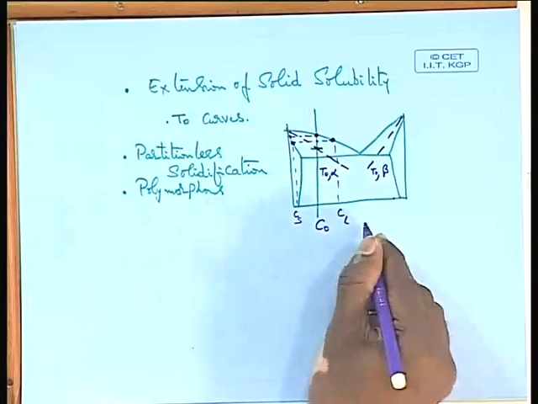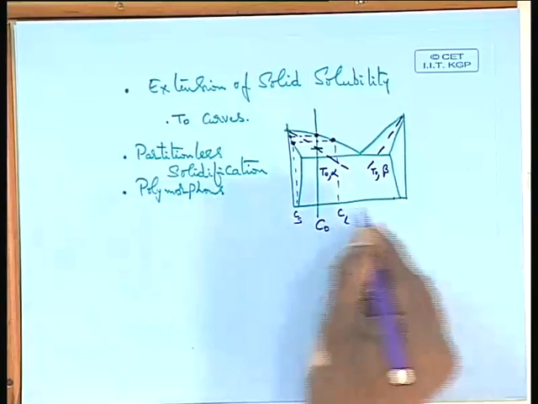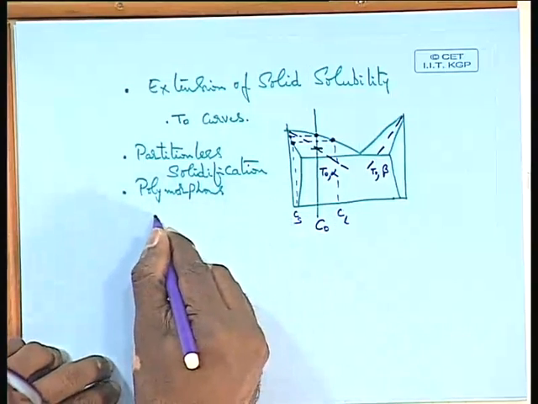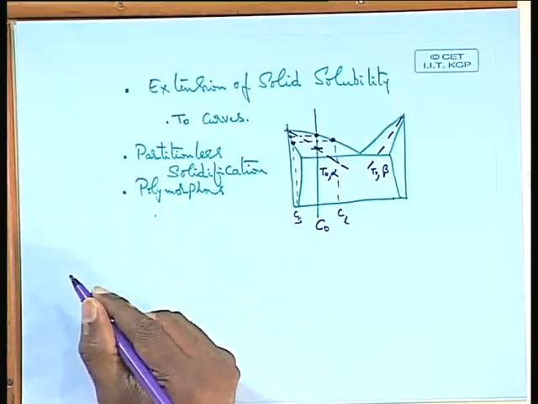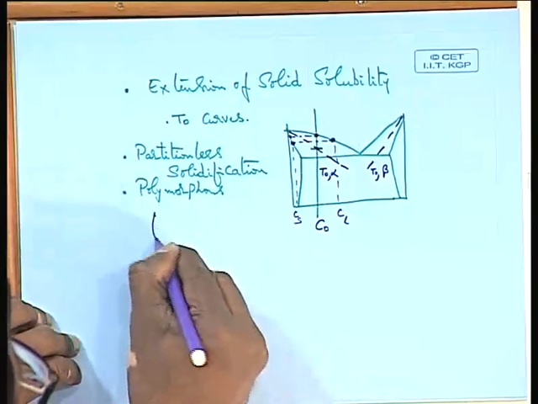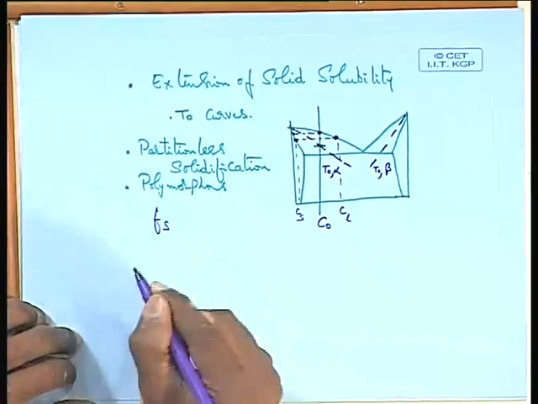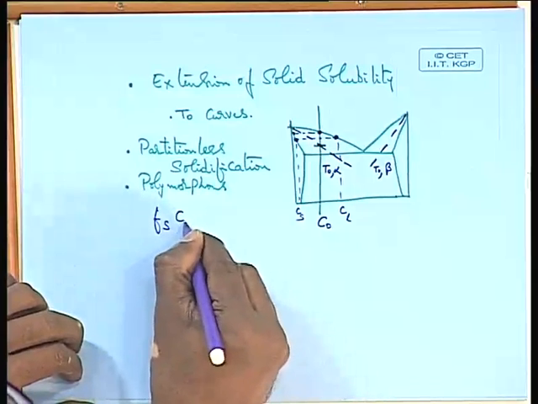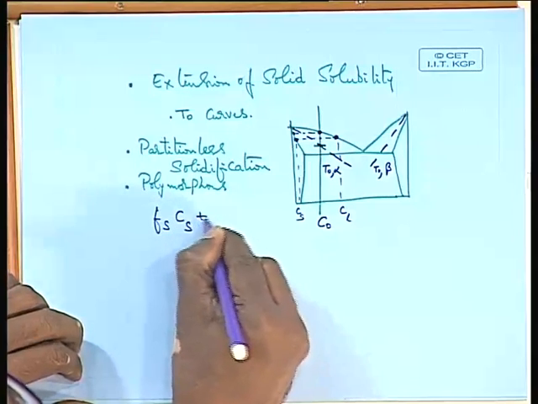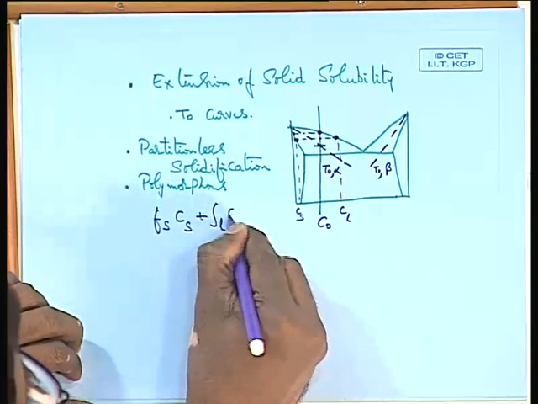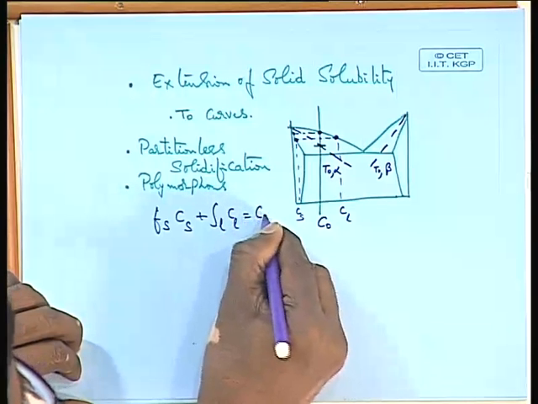So the C0 gets partitioned between CS and CL, and in principle we can draw what is called the mass balance equation, which is nothing but the fraction of the solid multiplied by the composition of the solid plus the fraction of the liquid multiplied by the composition of the liquid, which should be equal to C0.